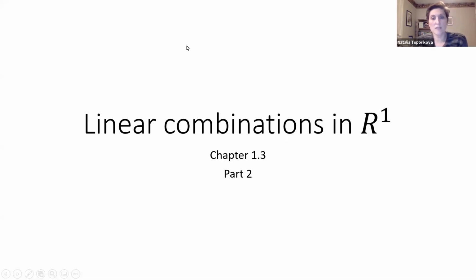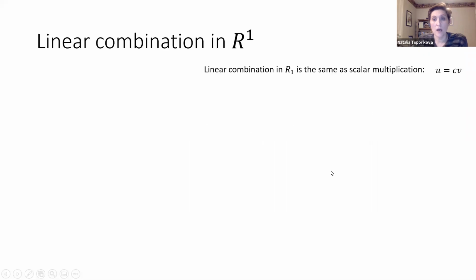Hello everybody, this is part 2 of chapter 1.3 and we're going to talk about linear combination in one-dimensional space, or in R1. So what is a linear combination in one-dimensional space? This is just a scalar multiplication. We take our vector, for example v here, and multiply it by a number or weight c. We often see the scalar multiplication referred to as a weight.